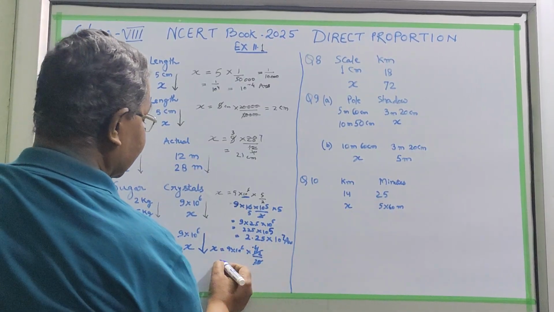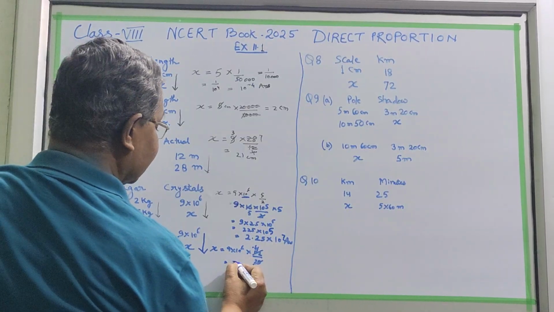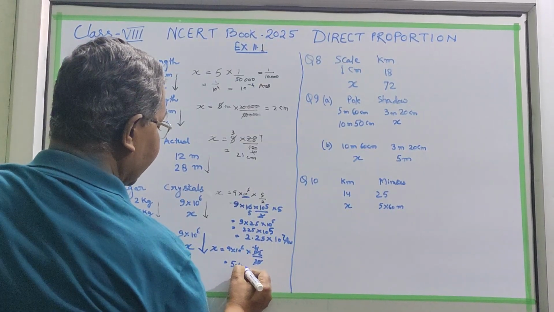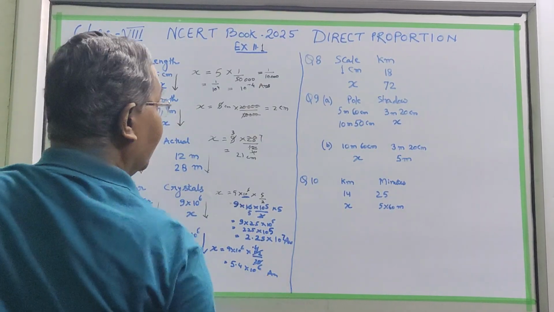Okay, 0.6. So what we can do is multiply 9 and 6. 6 9s are 54, into 10 to the power 6. This is your answer.